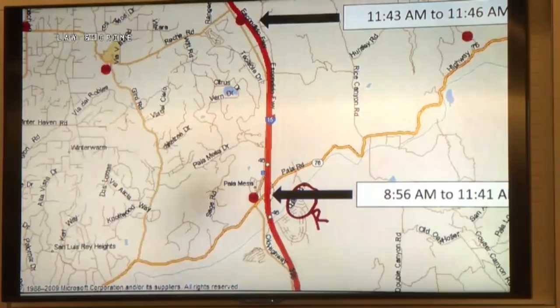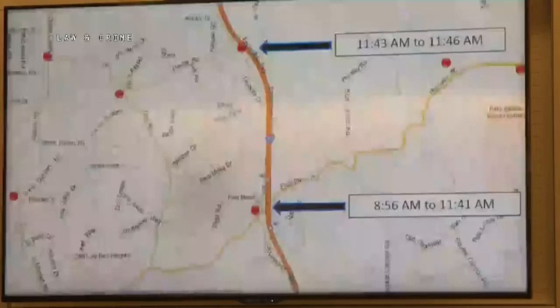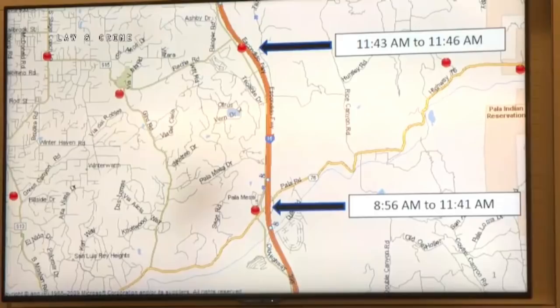Can we go back to the prior exhibit? I see on 521 other red dots. What are those? Those are other T-Mobile cell towers in the area. And then I see a notation for 11:43 to 11:46. What is that? Yes, that's the cell tower that was connected, or that the phone chose to connect to during that period of time, for those 3 minutes.